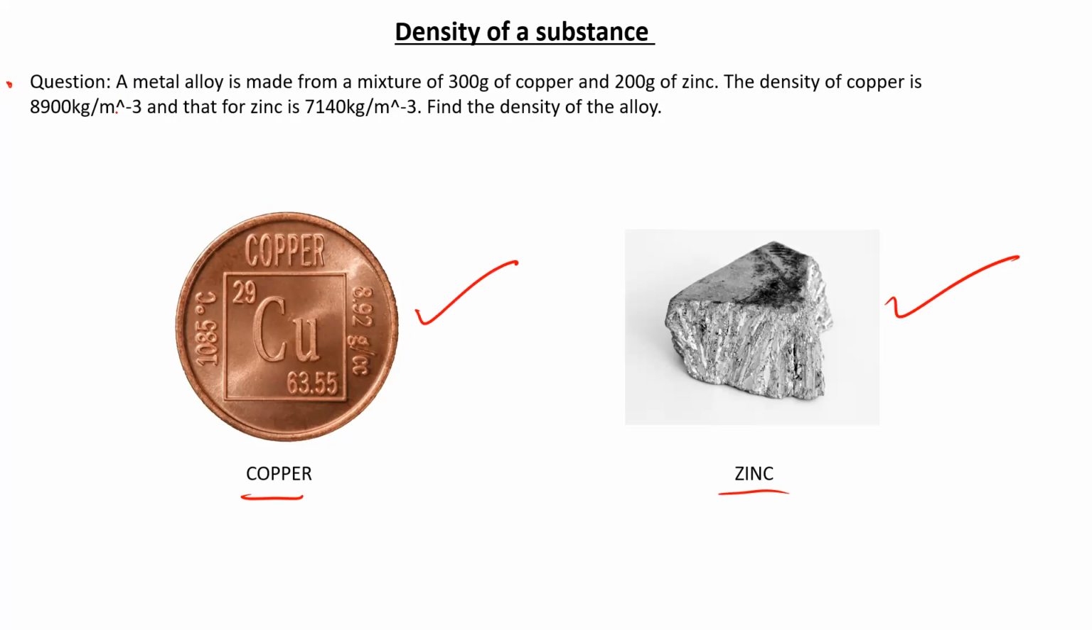First thing I like to do is to document the data given. So we have both the mass and we also have both of the density. We know that density is equals to mass divided by volume. Mass divided by volume.